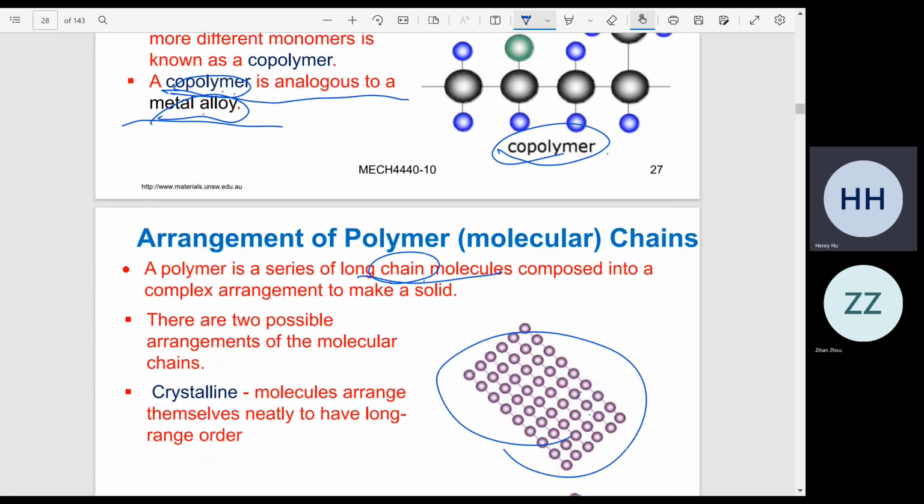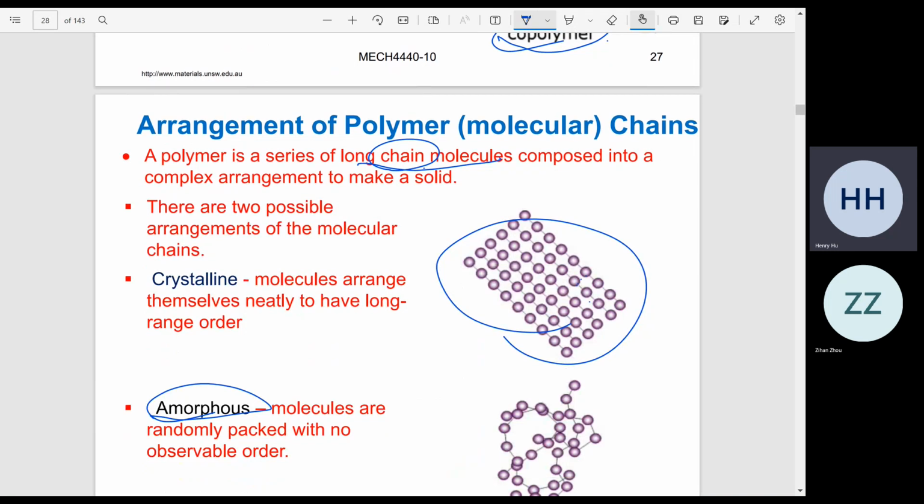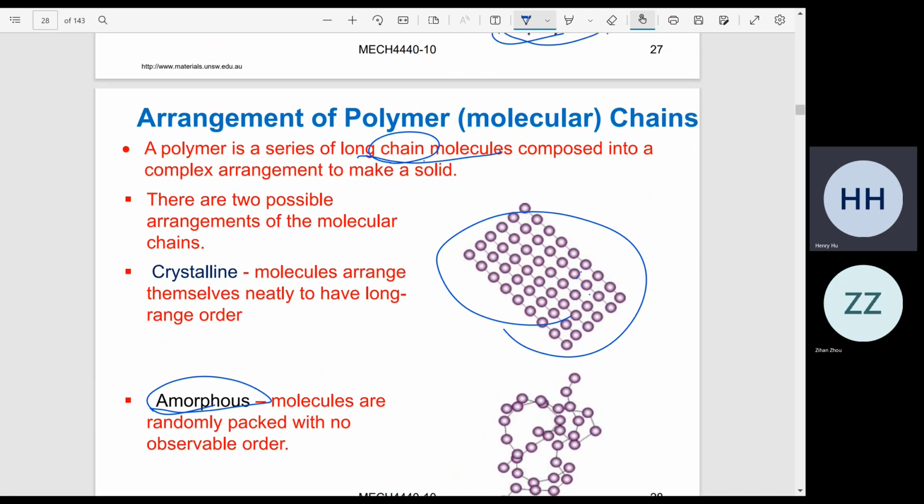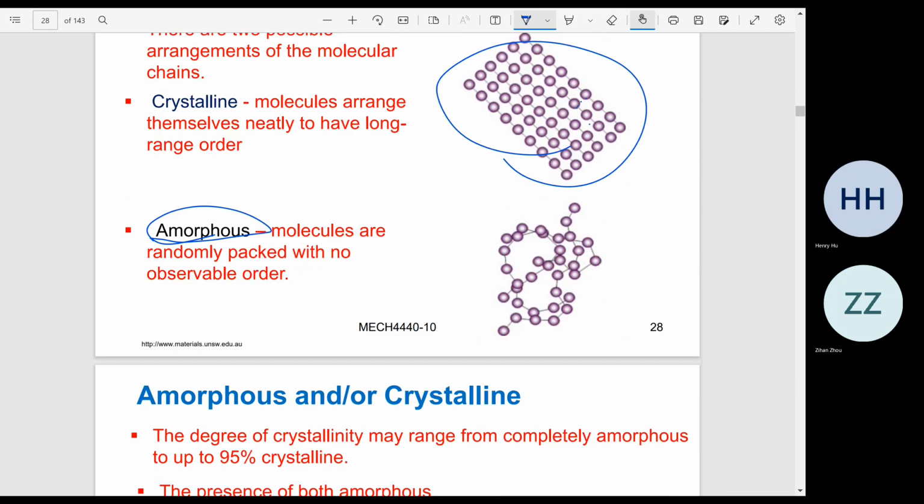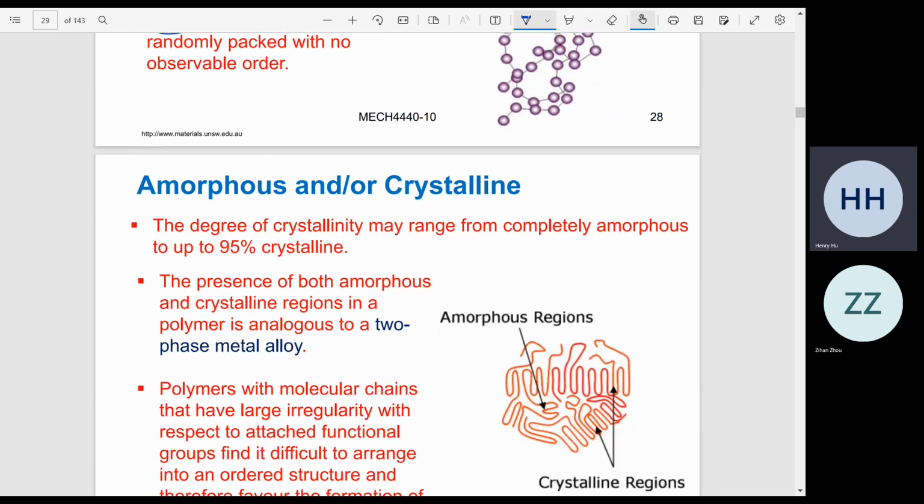Homopolymer, copolymer, crystalline polymer, amorphous polymer, all those structure changes will affect the mechanical properties down the road. Okay? Will affect the engineering performance down the road.